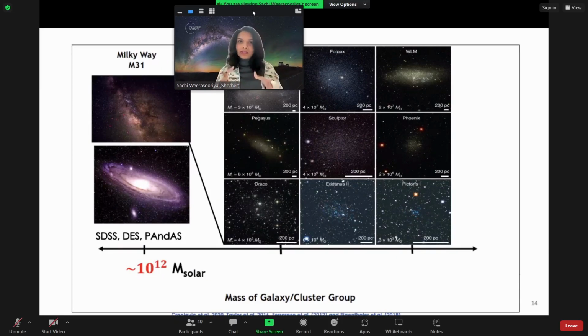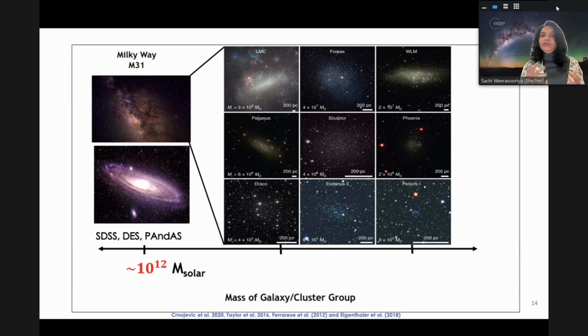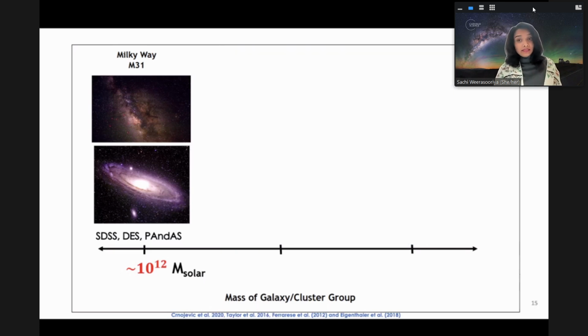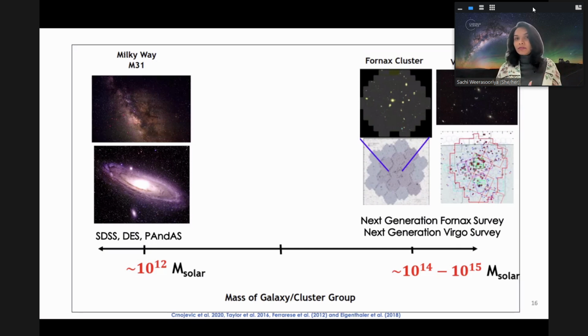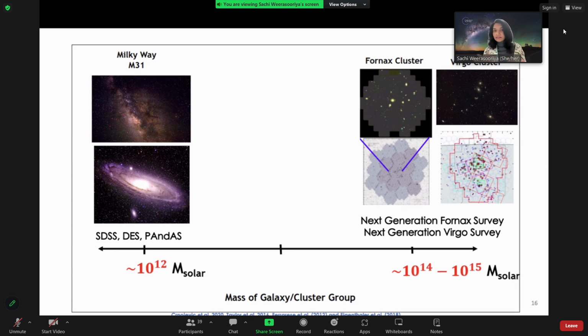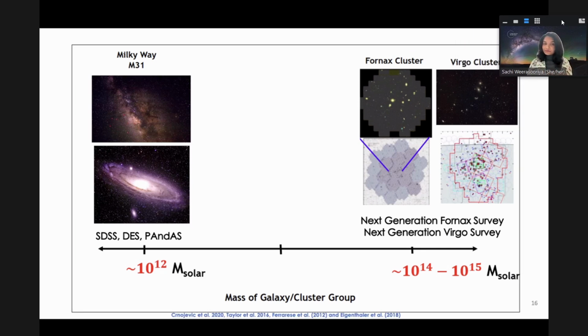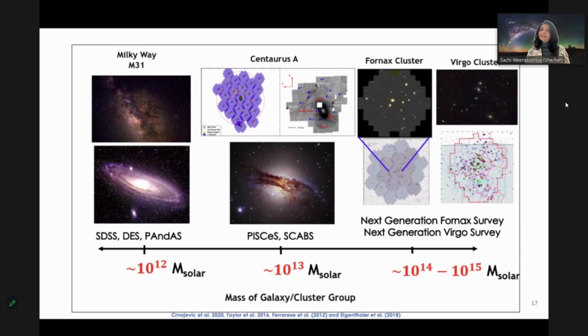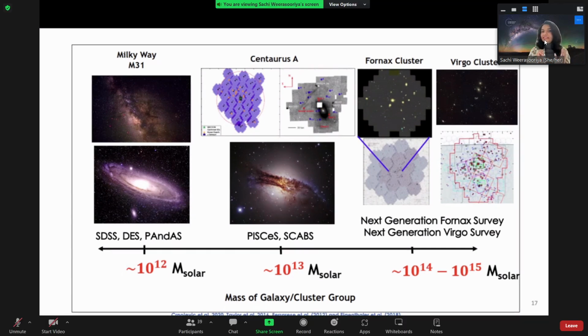So both Milky Way and Andromeda have a mass around 10 to the 12 solar masses and are surveyed by Sloan Digital Sky Survey, Dark Energy Survey, and PANDAS surveys. Milky Way has these dwarf galaxies I'm highlighting here. And on the larger end of the spectrum, we have larger mass clusters like the Fornax and Virgo clusters. Now, these two clusters are around 10 to the 14 to 10 to the 15 solar masses, and they also host dwarf galaxies. Somewhere in the middle, there's a galaxy called Centaurus A that's around 10 times more massive than the Milky Way, or 10 to the 13 solar masses. This galaxy is a large elliptical galaxy surveyed by Pisces and SCABS surveys.